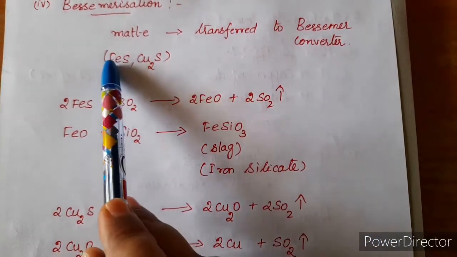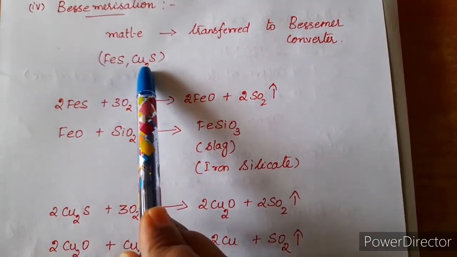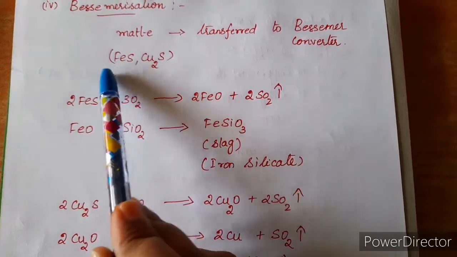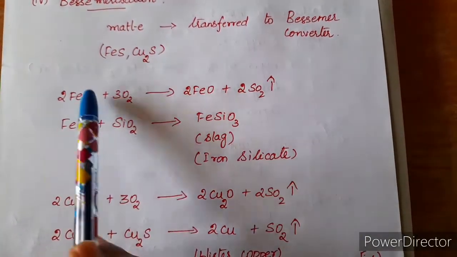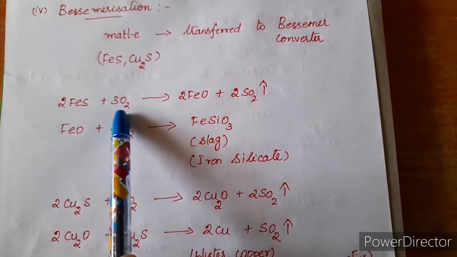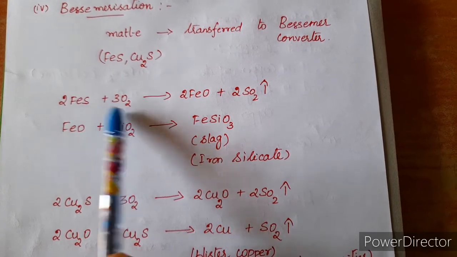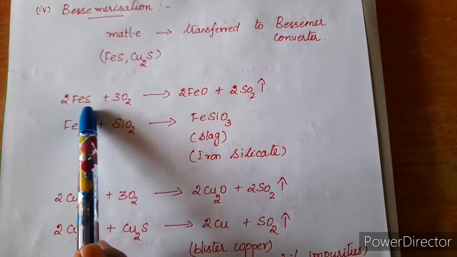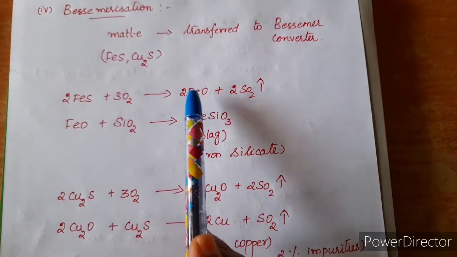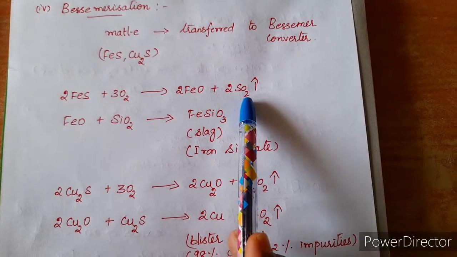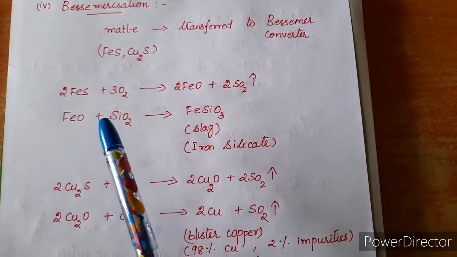Now we have to remove the iron, isn't it? Because our metal of interest is copper and not the iron. So we have to remove the iron. Now how is it removed? We have the ferrous sulfate, that is iron sulfate. Now when it is heated in oxygen, this ferrous sulfide is converted into oxide, that is iron oxide, with the liberation of sulfur dioxide. Now this should be removed as slag.